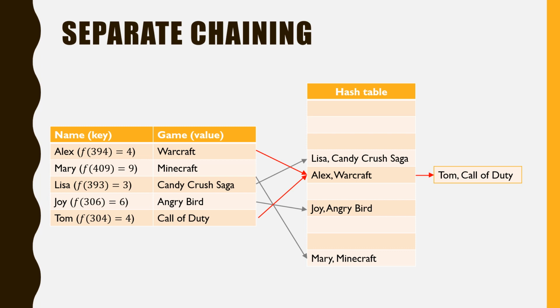Recall the example discussed in the previous video. The records for Alex and Tom lead to a hash collision, and both compete for the fourth position in the hash table. The idea of separate chaining is, instead of overwriting Alex's record, we will simply append Tom's record to the Alex record. The colliding records thus form a chain, and that is why this approach is called separate chaining.